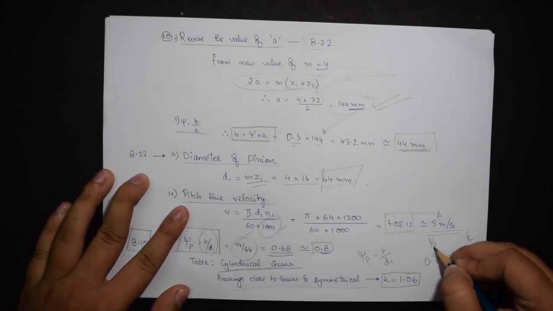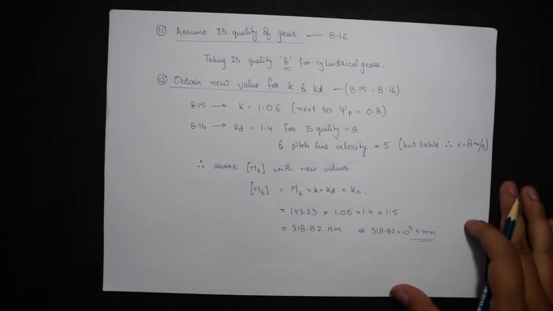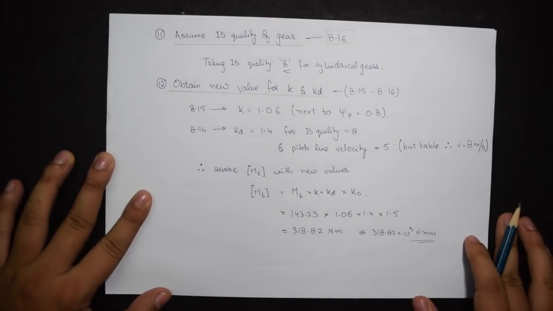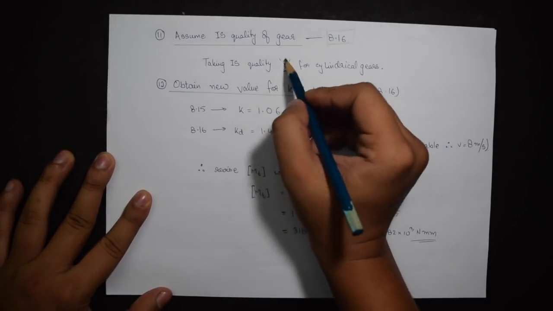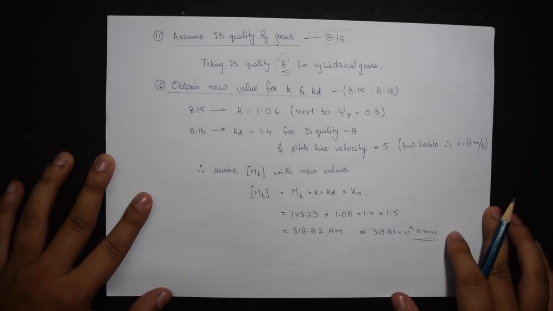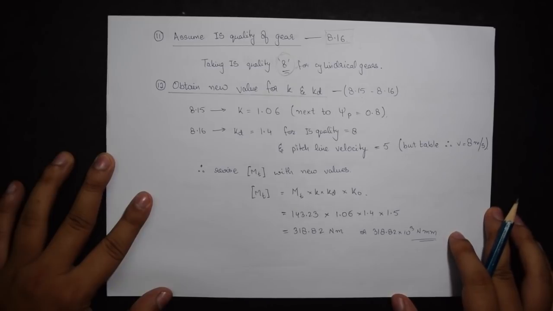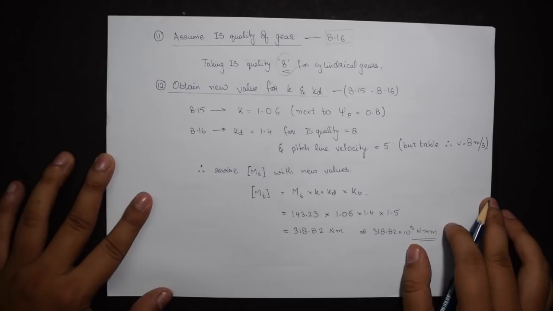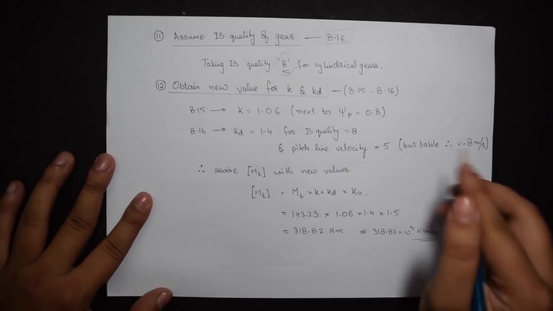Step 11 is the highest quality of gear given on page 8.16. So let me assume the highest quality of the cylindrical gear as 8, and my pitch line velocity which came out was 5. So I see that there is no 5 as a given value in the columns. So let me choose the value as 8 over here.